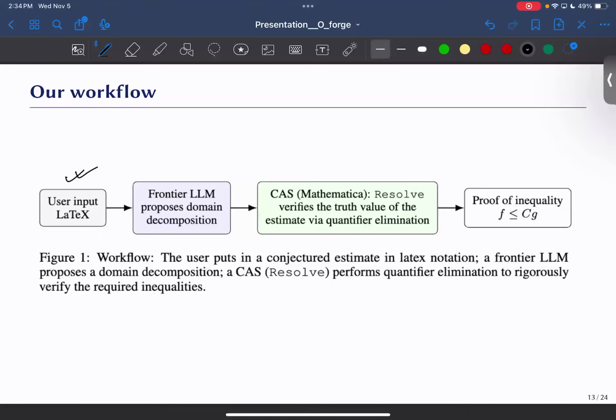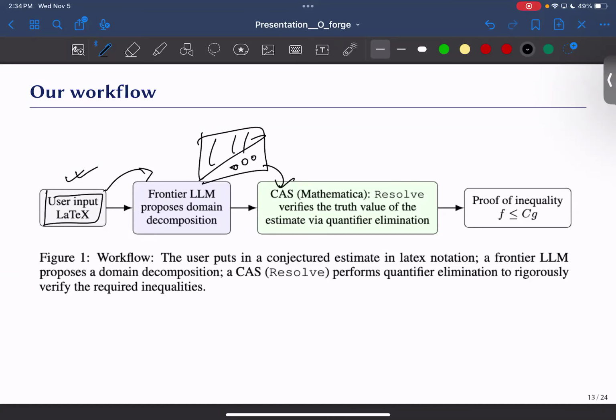Okay, so the idea is a user should be able to put in their conjecture in LaTeX, and we in fact changed it so that they can also put it in natural language. Right, so you can put it in whatever format you want, and of course we make an API call to convert it into the right format, and then you pass it to Gemini, which tells you how to decompose the domain. So the most difficult and creative part of it, we just let a big frontier model do it, right? And once the domain is divided into the right subdomains, then you ask Mathematica whether it can prove the inequality in those subdomains.